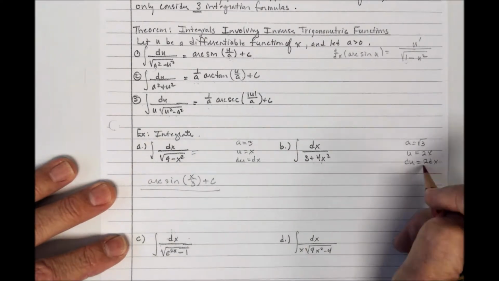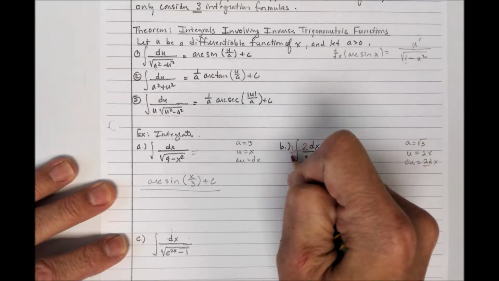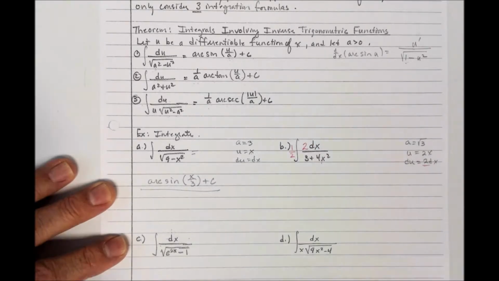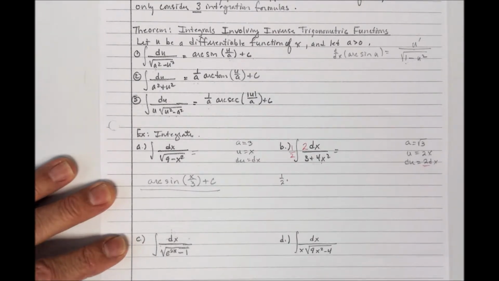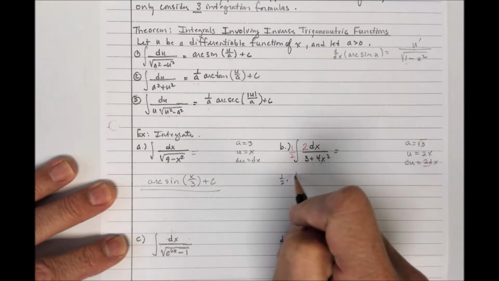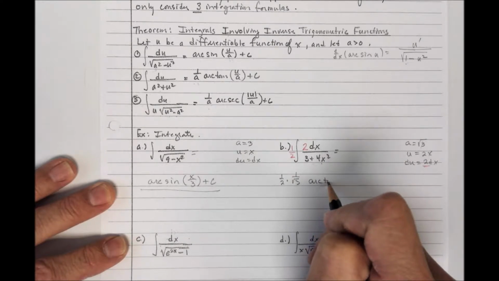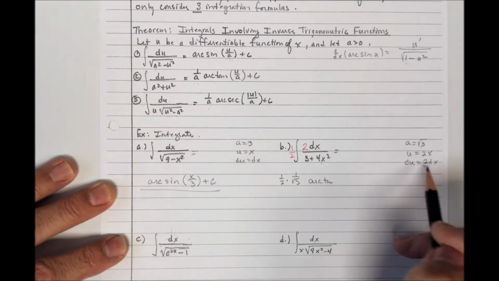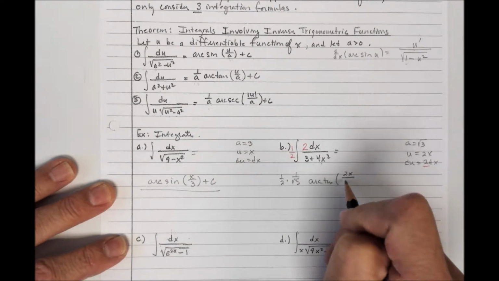I need a 2, so I'll put a 2 here and a 1/2 here, and I'm ready to roll. This is equal to 1/2 times... Now it's going to start out as 1 over a. So since a is the square root of 3, I have 1 over the square root of 3. Then the arctan of u over a. Now the u is 2x over a, which is the square root of 3.